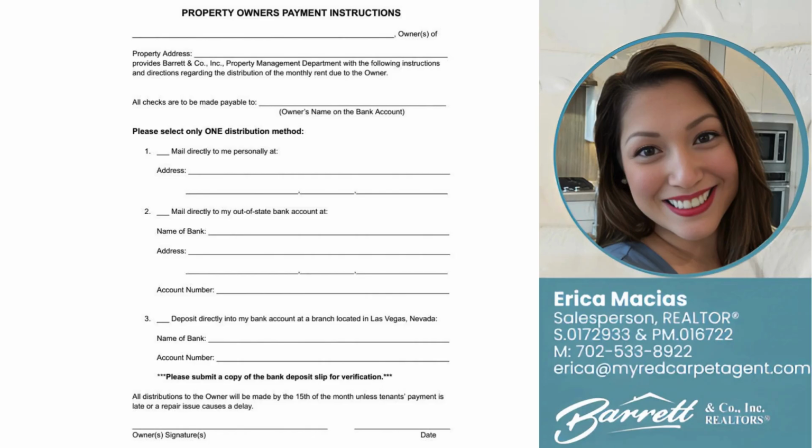This form is used to provide Barrett Company, Inc., Property Management Department, with your instructions and directions regarding the distribution of the monthly rent that is due to you as the owner. Here's what you need to fill out and consider on the form.